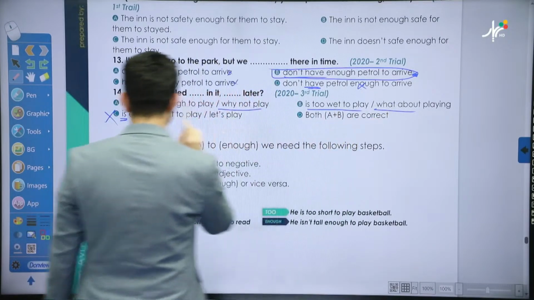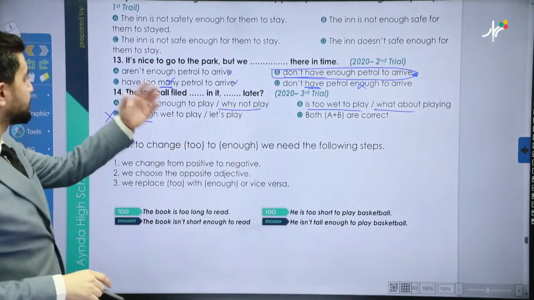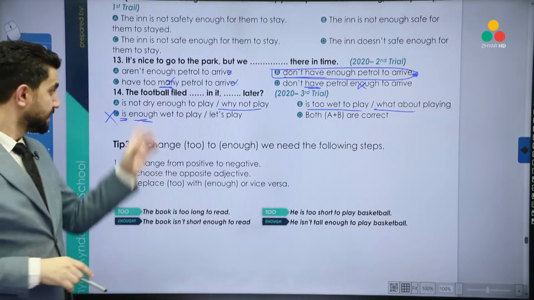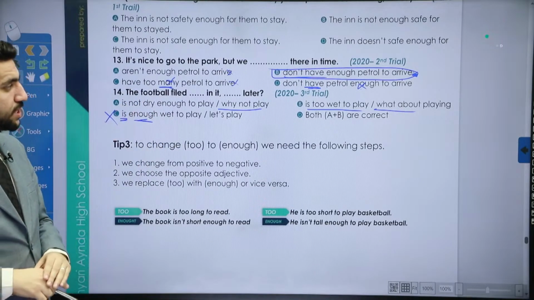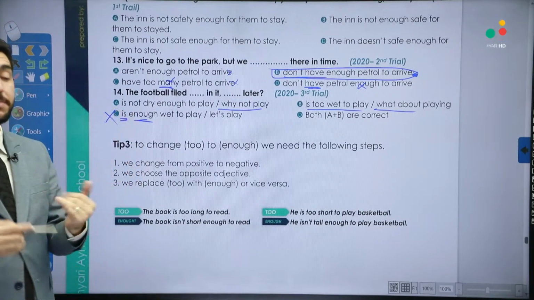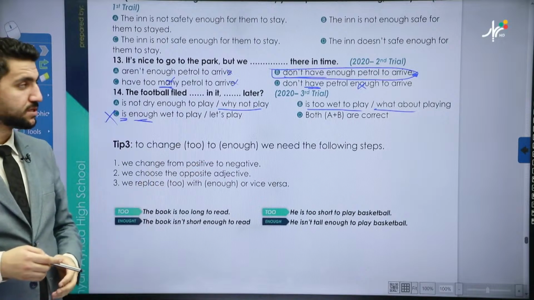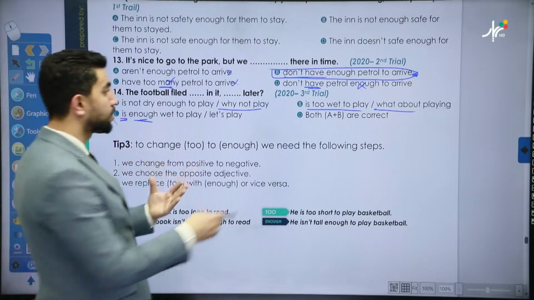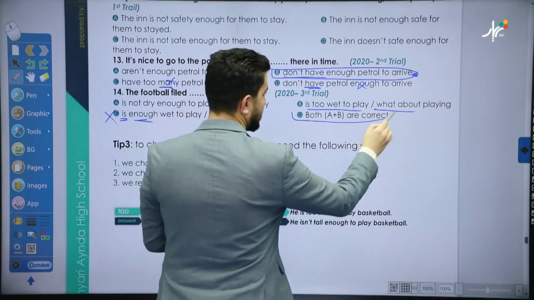This one is correct. Now you go back to the meaning. The football field isn't dry enough, or it's too wet to play. Which one is correct? Both of them are correctly ordered. Both of them have a correct meaning. So the correct answer would be this one.